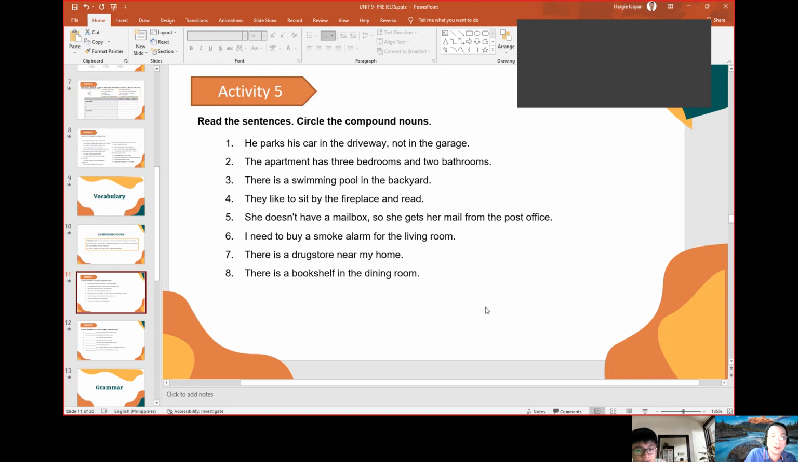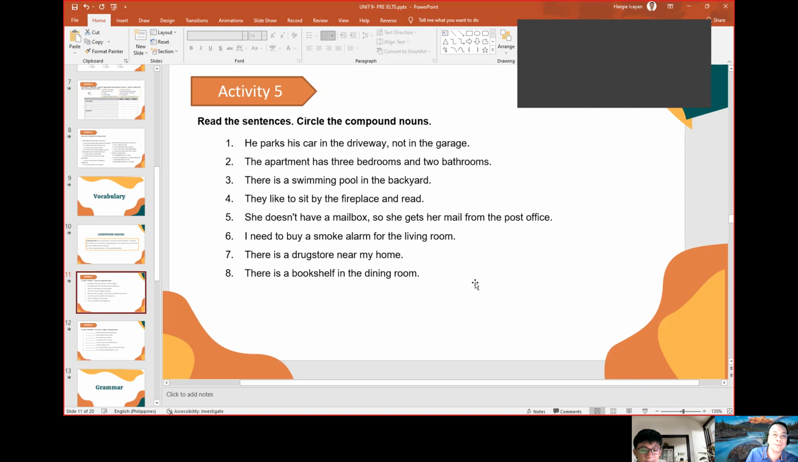There are two compound nouns. What are those? Swimming pool and backyard. Okay, look at the swimming pool in here. It's two separate words, right? Yes. Compared to backyard, because it's only one word. So that's correct. Number 4. They like to sit by the fireplace and read. Fireplace. That's correct. So we have only one compound noun.